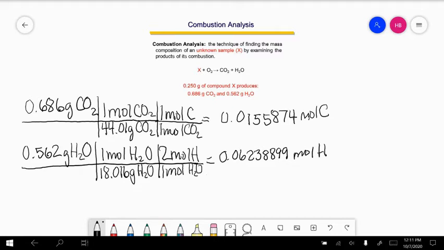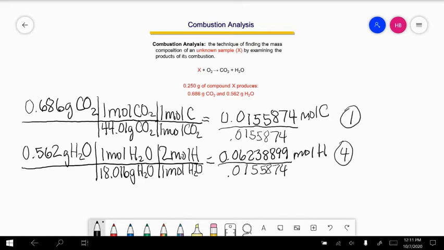Now, just like in empirical molecular formulas, I figure out which one is the smallest mole count, and I compare them by dividing. And I will get the subscripts for my empirical formula. So the subscript for carbon is 1 and the subscript for hydrogen is 4. So my answer for the empirical formula is CH4.